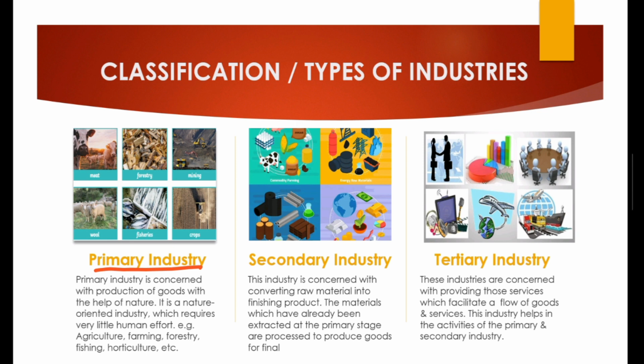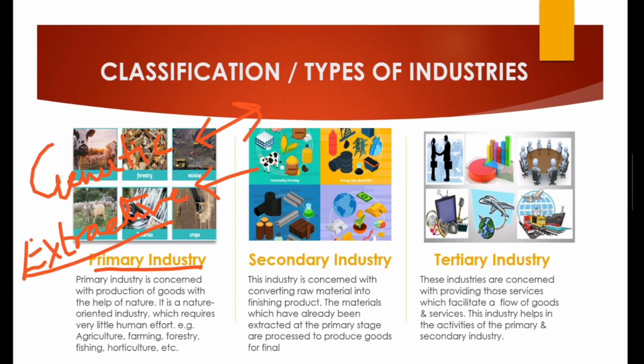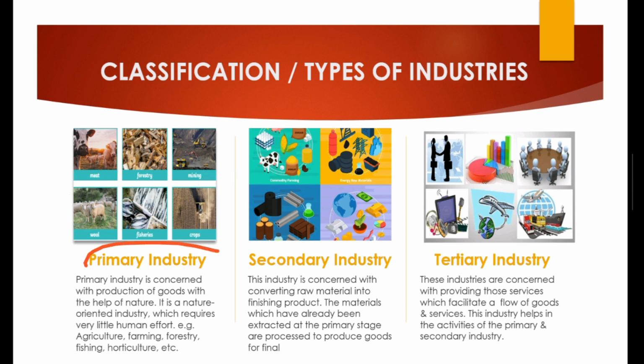There are again two types of primary industry, that is extractive and genetic. Extractive is the industry which extracts nature's products, like we studied here, mining, forestry and fisheries. The genetic industry is breeding of animals or planting of crops. Examples can be animal husbandry, fisheries, crops, etc. So this is about primary industry.